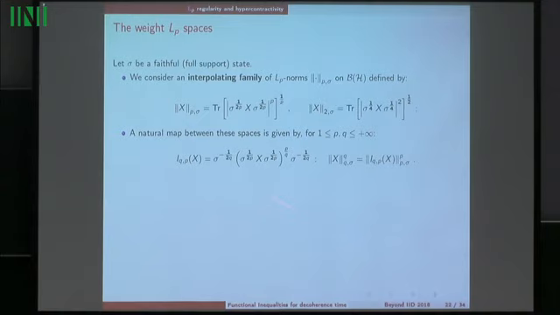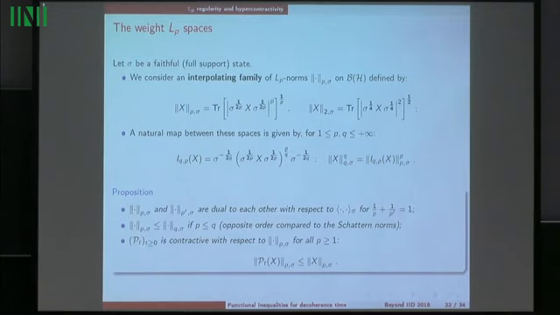So a natural map to go from one space to the other one is this EQP. Don't focus too much on the definition. Just keep in mind that it is a way to go from one LP space to another LQ space. Okay, so these norms have nice properties: they are dual to each other if you take conjugate parameters. They compare to each other in a nice way also, and the semigroup is always contractive for those norms.